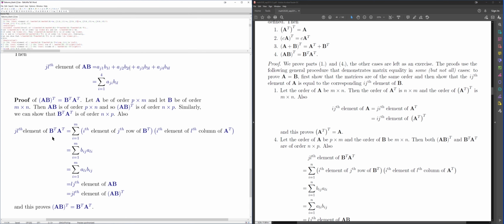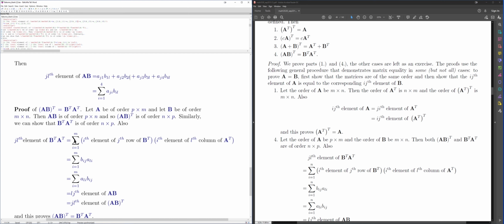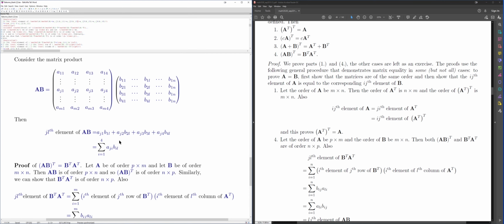So what I want to get is the jlth element of B transpose A transpose. How do I get the jlth element of B transpose A transpose? What I'm going to do is take the jth row of B transpose and multiply it against the lth column of A transpose. That is using matrix multiplication to get a specific element of your product B transpose A transpose. You take the jth row of B transpose and multiply it against the lth column of A transpose.